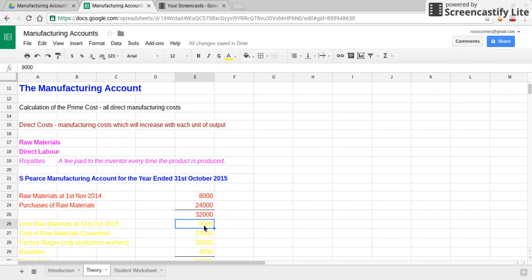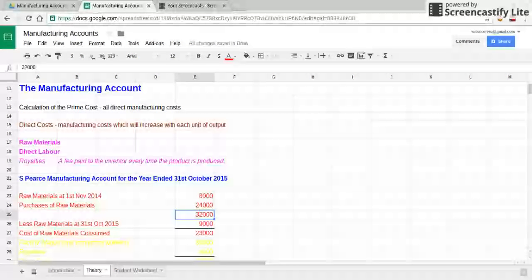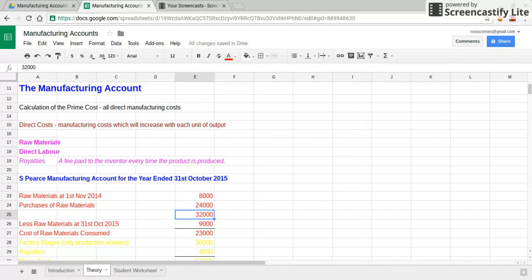And then what we do is we subtract from that any raw materials still in inventory at the end of the year to find out how much the raw materials that we've actually used in the manufacturing process cost the business. So in this case, $9,000 worth of raw materials are in stock at the end of the period. So the cost of the raw materials actually used in the manufacturing process is going to be $23,000.